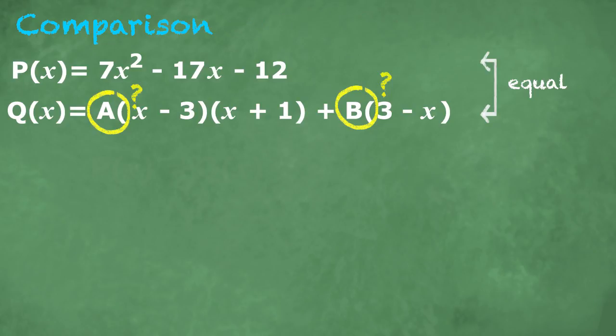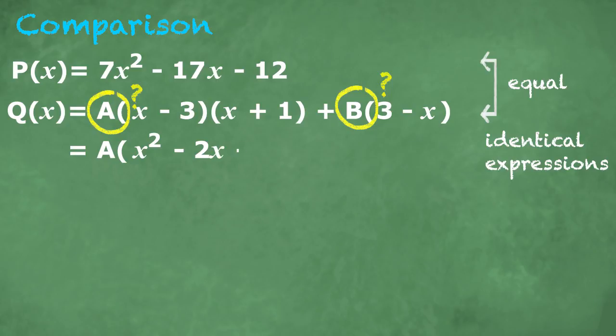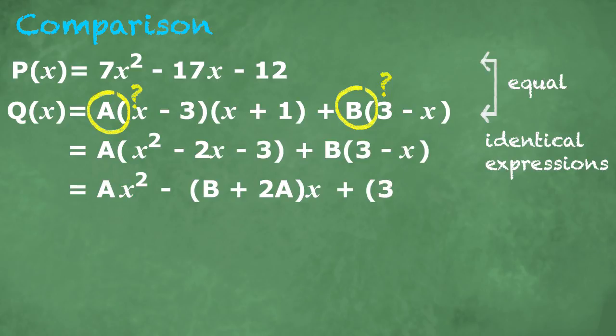Let's use the comparison method. We use the principle that when two polynomials are equal, their expressions are identical. To make the expressions identical, we just need to expand q of x and group the like terms. Now, we are ready to compare the coefficients of the terms.